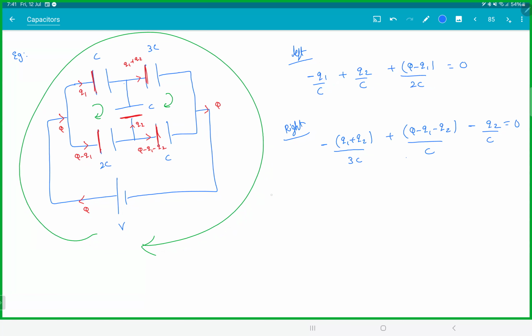And that big loop, I'm starting from the battery here. So I'm going through the battery, V minus Q1 by C minus Q1 plus Q2 by 3C, and I came back. 3 equations, 3 unknowns, solve, you'll get the answers. Brute force. There's no other way. You have to solve. But check your equations. If anyone messed up the sign anywhere or is confused, please ask.